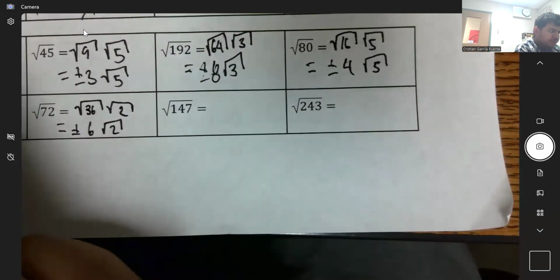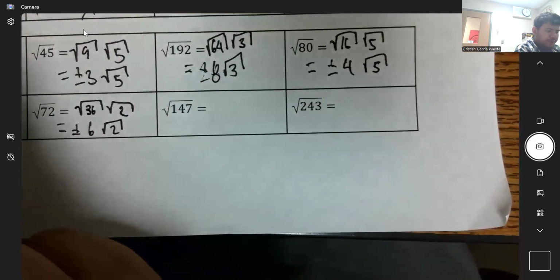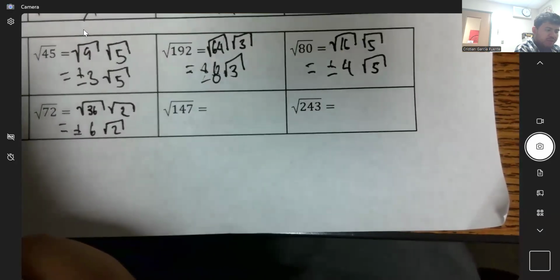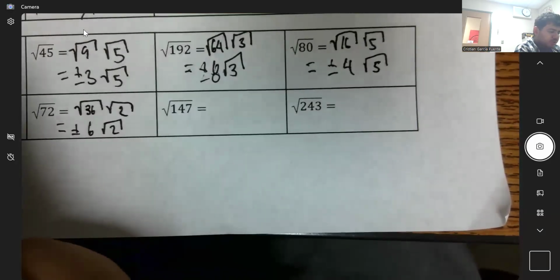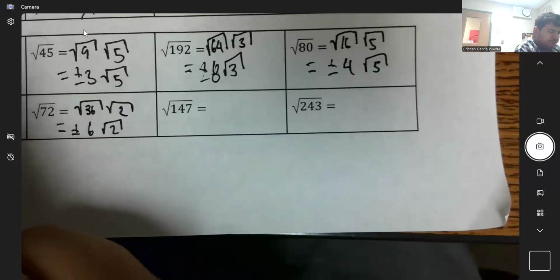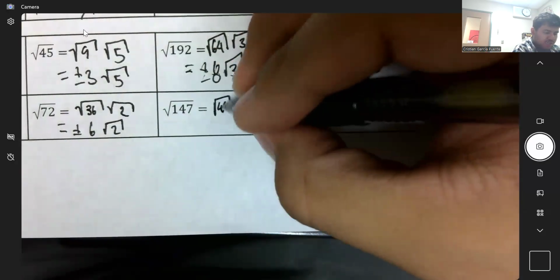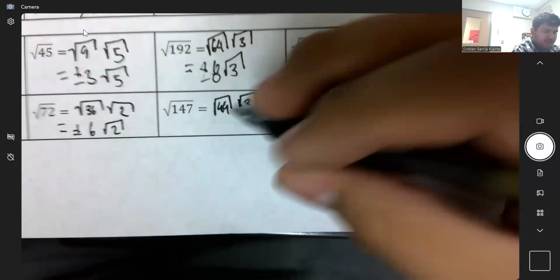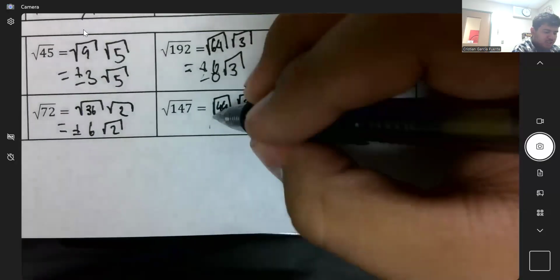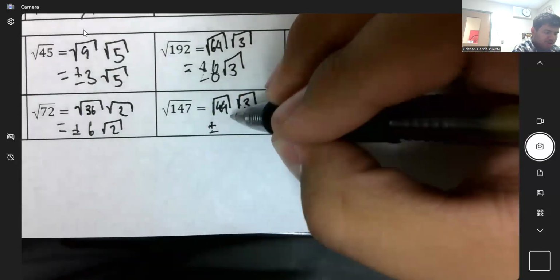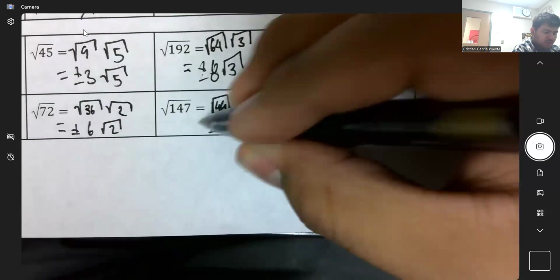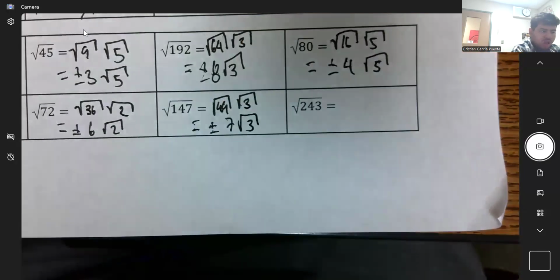And then rewrite 147 as that number times another number. So for 147, the biggest number that divides it is 49. So it's 49, and then 49 times 3 gives you 147. And the square root of 49 is just plus or minus 7. And then you have the square root of 3, and that right there is your answer.